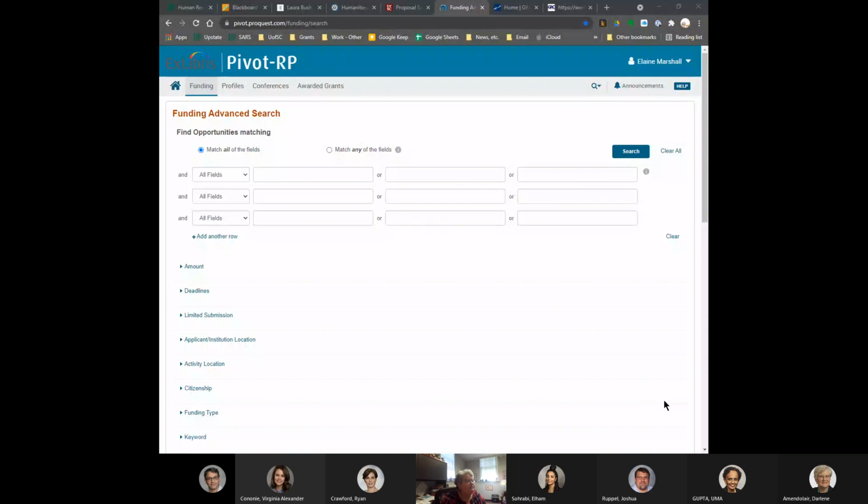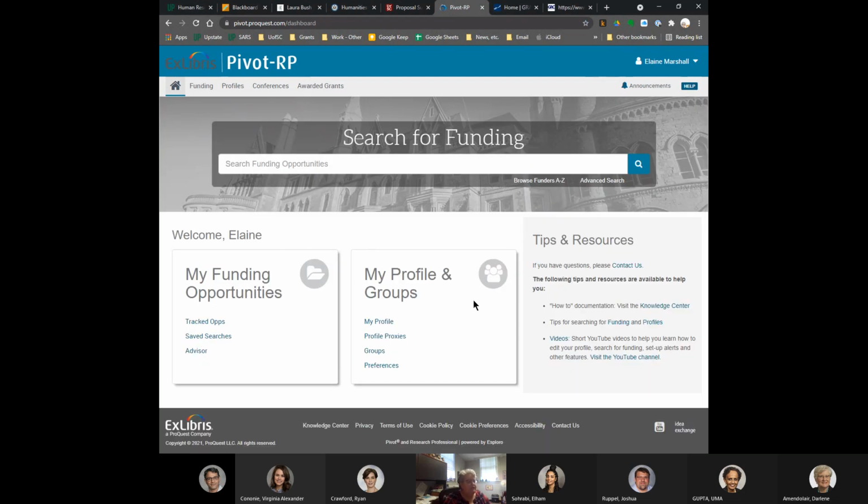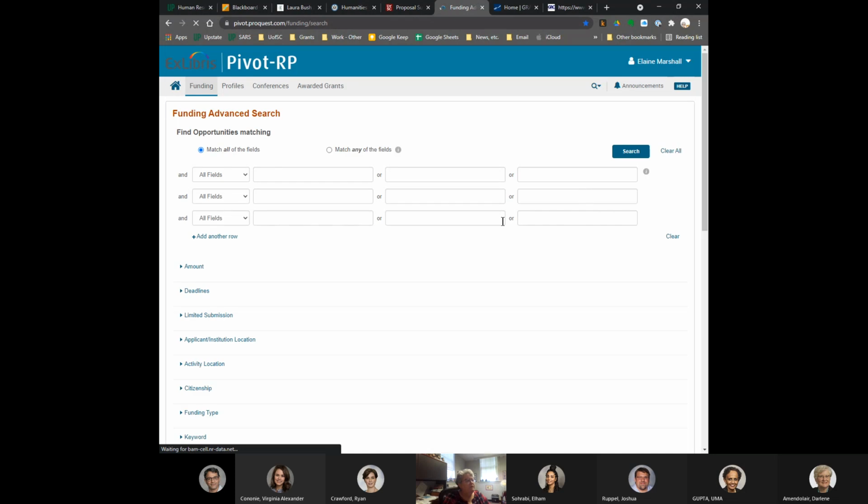share the Pivot screen. So this is the advanced search page. When you come into Pivot, this was also another page I screenshotted for the presentation. You can start a search from here if you would like to, or you can browse. If you know there's a particular funding source that you want to know about, you can access that directly here, or you can go to the advanced search page, which is where I generally start. And then you can just type in keywords.